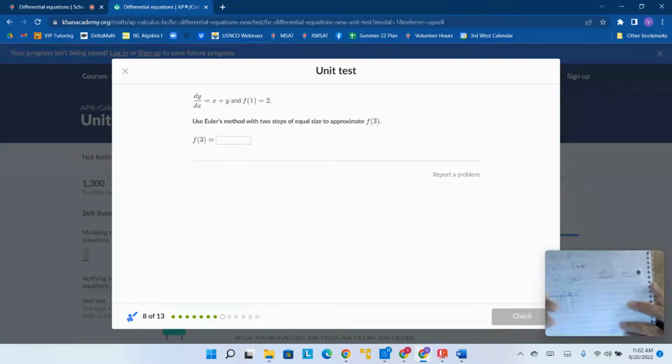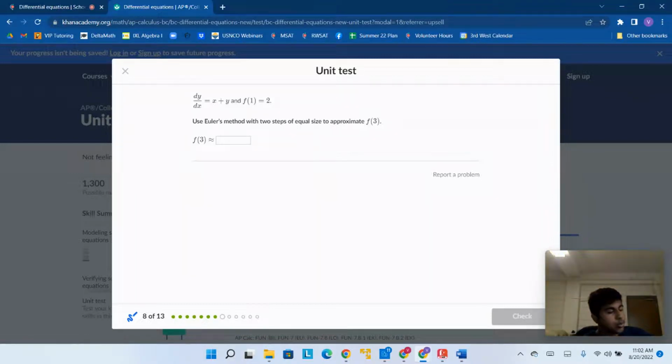So this is what we did. This is how Euler's method works. You find out what dy/dx is, you add that back to y right here, and then you just keep going, and then you add it back to y. And with 2 steps, we got 12. So our answer is 12. And we can keep going.